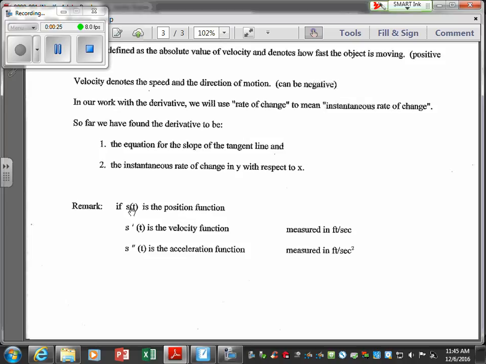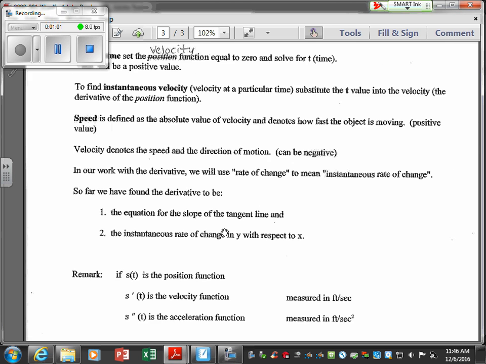If I give you a particular function, say s of t, and I tell you it's the position function, we can find the velocity of the position function with respect to time if we take the first derivative of it. If we take the first derivative of velocity, that will allow us to find the acceleration of the function with respect to time. So the relationship between these is, if you're given the position function, we could take the first derivative to find velocity, and we could take the second derivative to find the acceleration. Okay, so that's the relationship that we're going to see there.